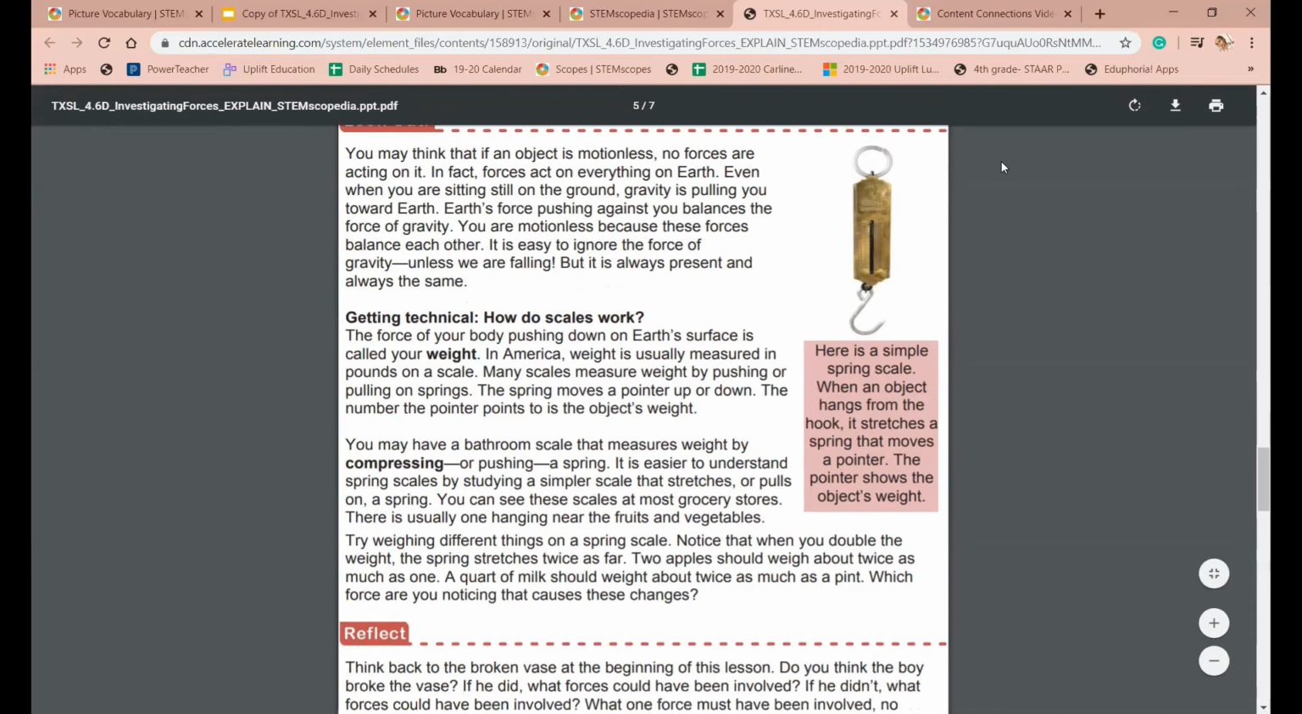So you may think that if an object is motionless, no forces are acting on it. But remember, that just means the forces are balanced, okay? If an object is staying still, those forces are balanced. In fact, forces act on everything on Earth. Even when you are sitting still on the ground, gravity is pulling you toward Earth. Earth's force pushing against you balances the force of gravity. You are motionless because these forces balance each other. It is easy to ignore the force of gravity unless we're falling, but it is always present and always the same.